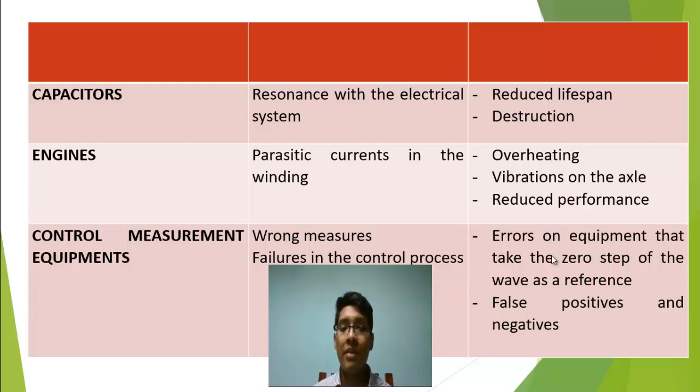element. Engines have parasitic current in the wiring. The greatest effects that voltage harmonics have on synchronous rotary machines and induction motors is an increase in heat due to the loss in iron and copper at a high frequency.